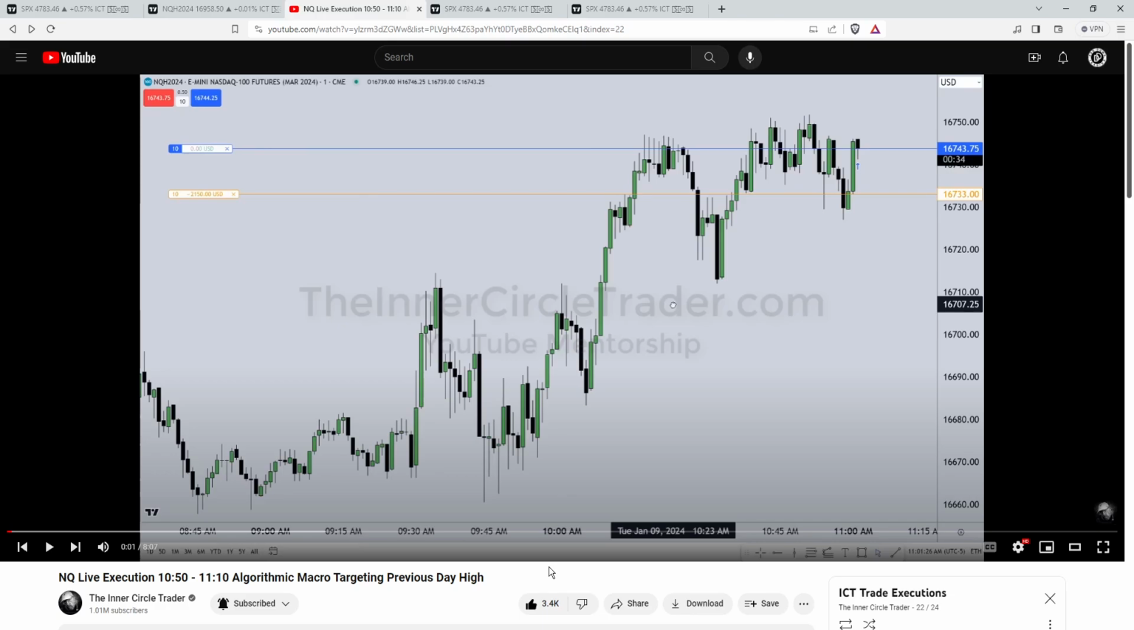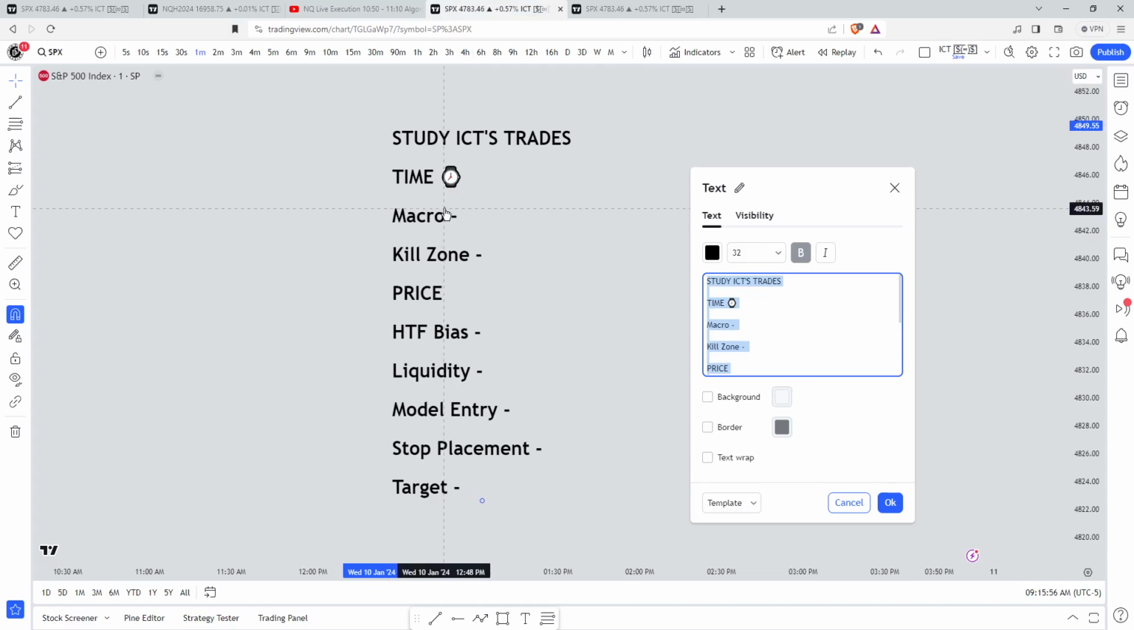It's that OCD. So we have the NQ execution 10:50 to 11:10 macro. We don't even really have to look at it here. You can see that 11 a.m. is the macro that he is trading. This is in the AM session, so the kill zone is the AM session.